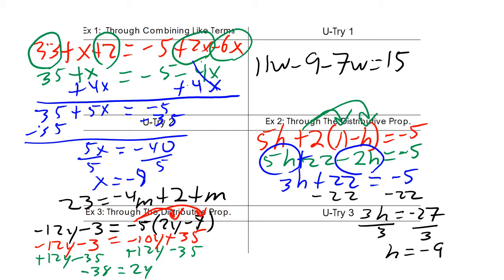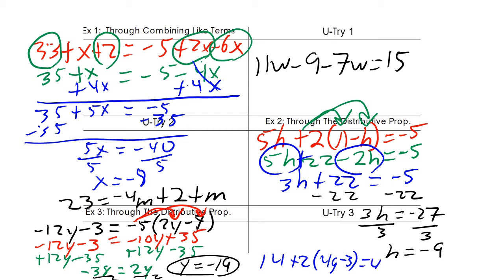After dividing both sides by 2, I will get y equals -19. Here's your U try. 14 plus 2 times 4g minus 3 equals 40.